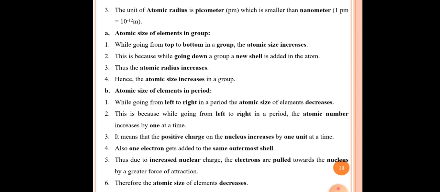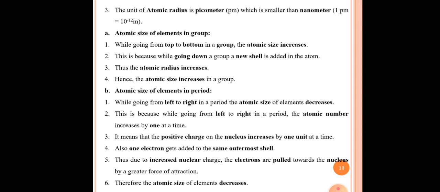After that, we are going to study the atomic size of elements in a period. So it also shows periodic trends. See the first point here: while going from left side to right side in a period, the atomic size of the element decreases.